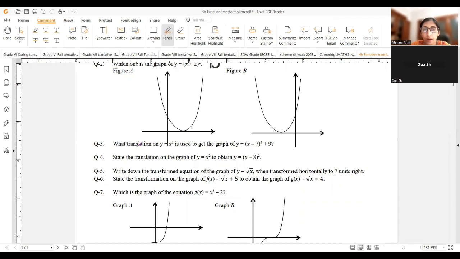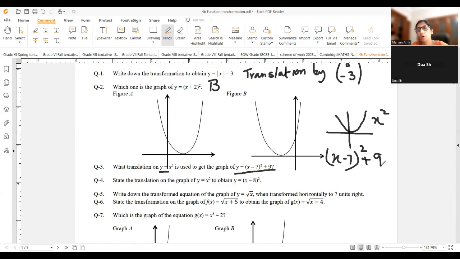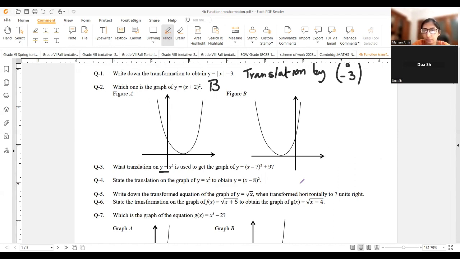What translation on y equals x squared is used to get the graph of x minus 7 whole squared plus 9? So again, x squared looks like this, roughly. And then if we subtract 7 inside the bracket, square it, and add 9, what two transformations are taking place? It's moving to the right and upwards. Yes, 7 right, 9 upwards. So it is actually a translation by 7, 9, because it's going 7 right and 9 up.